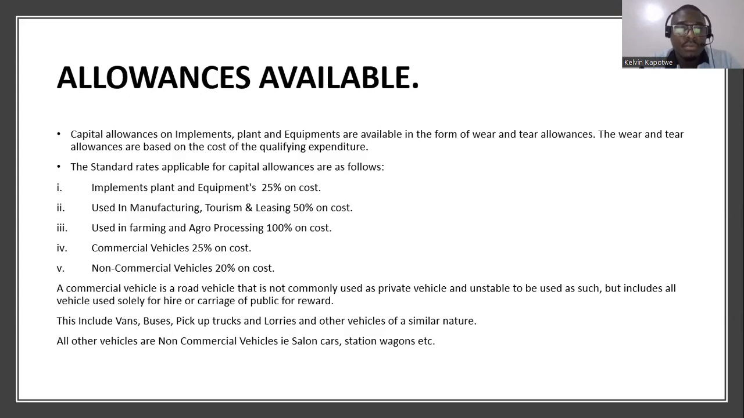Used in tourism and manufacturing and leasing, you claim capital allowance at 50% of cost. So if an equipment that you bought is used for manufacturing, or it is employed in the tourism industry, or it is employed in the leasing industry, then you qualify for capital allowance at 50% on cost. So that 50% will be a capital recovery against your profit in the computation of business profits.